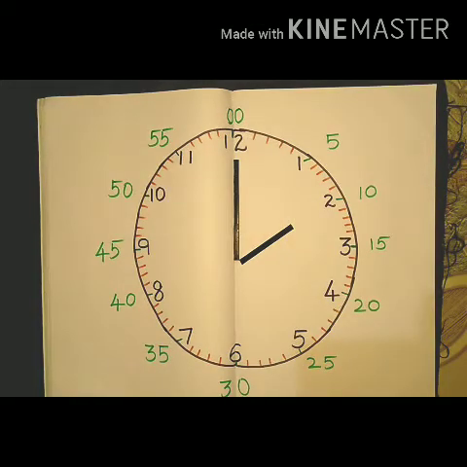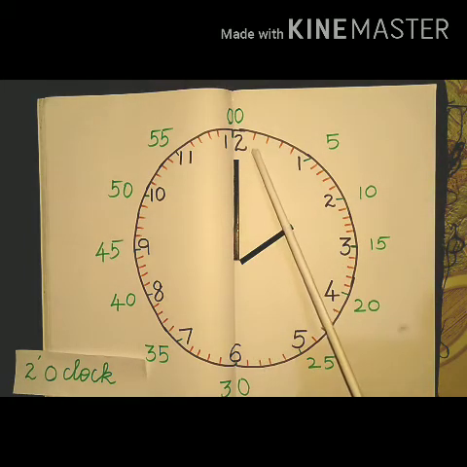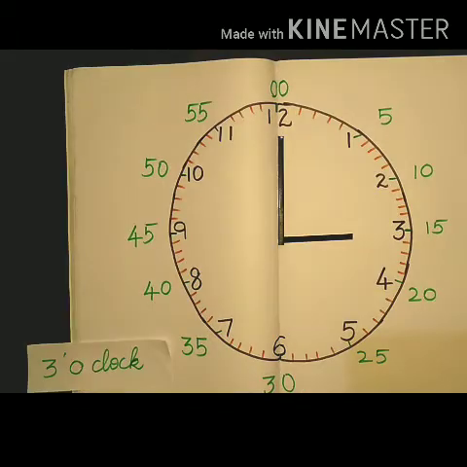Right now the time is what? It is 2 o'clock. See, the hour hand is pointed towards 2. The minute hand points toward 12. So the time is now 2 o'clock. What's the time now? See, the hour hand is pointed towards 3 and the minute hand is pointed towards 12. So now the time is 3 o'clock.